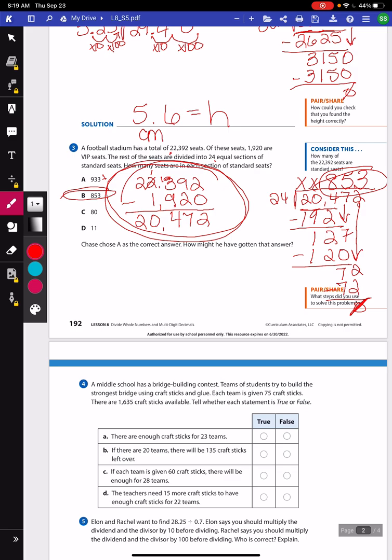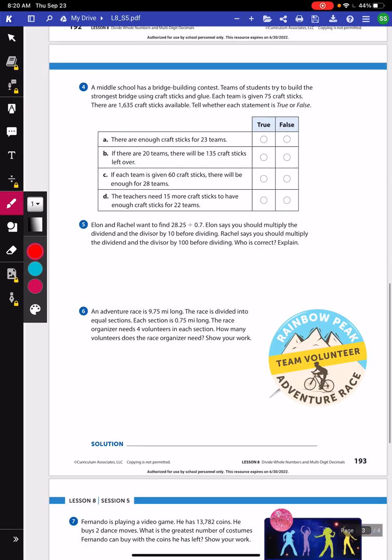All right, we're going to move on down. Number 4, a middle school has a bridge building contest. Teams of students try to build the strongest bridge using craft sticks and glue. Each team is given 75 craft sticks. There are 1,635 craft sticks available. Tell whether each statement is true or false. There are enough craft sticks for 23 teams. So if I take 1,635 and I divide it by 75, that does not equal 23. So that would be false.